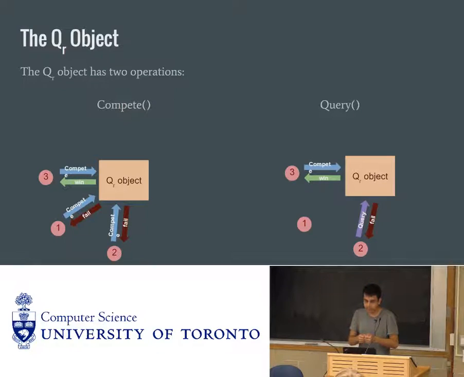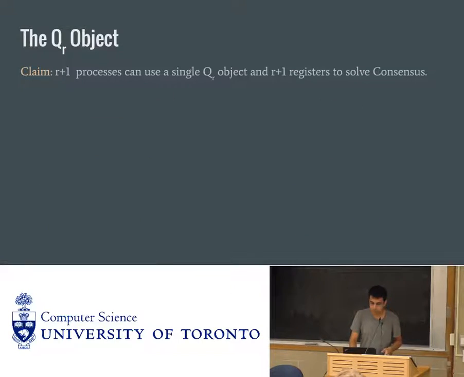So it's an object that can host a competition and then is able to provide the answer to who won the competition for the processes that call query. So the first thing I want to claim is that if you have R+1 processes, they can use a single QR object and R+1 registers to solve consensus amongst themselves.